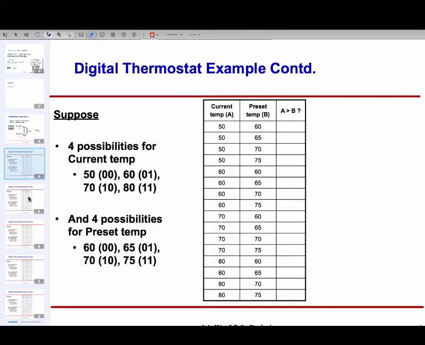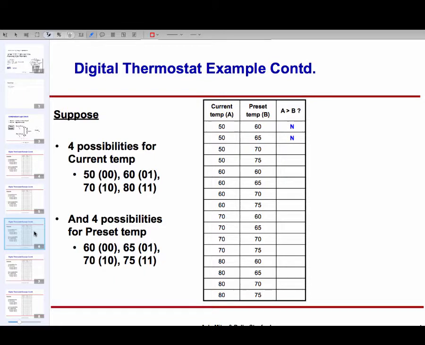Now if you think about this function, this function is this combinational logic. It is taking 2 temperatures, the current temperature and the preset temperature, and then it has to output this 1-bit signal, which is going to control the fan, and that 1-bit signal indicates whether temperature A is greater than temperature B or not. So if we just walk through this, we are really looking for A greater than B. So first row, I had 50 and 60. So the answer is no, because 50 is not greater than 60, so N.